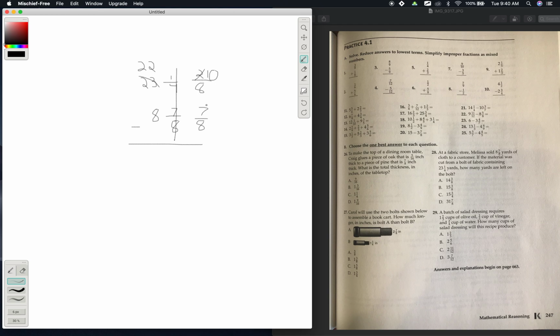So now we can subtract 7 from 10. Okay, so 10 minus 7 is 3. Bring down the denominator. Now we subtract this. 22 minus 8 is 14. Then we always look, can this be reduced? By looking at it, I can tell it cannot. 3 does not go into 8, and 2 does not go into 8 evenly either. So 1 is the only number. So 14 and 3/8. So A is your answer. Okay.